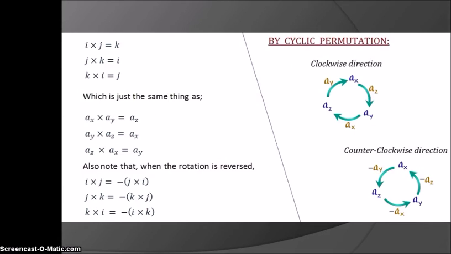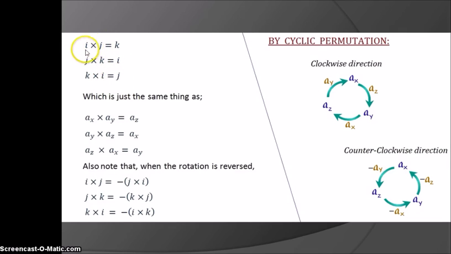So in the same vein, well, not in the same vein per se, when we are finding the cross multiplication of two different unit vectors, it's going to give us a third unit vector in the Cartesian coordinate. For example, i times j is equal to k, j times k is equal to i, k times i is equal to j.